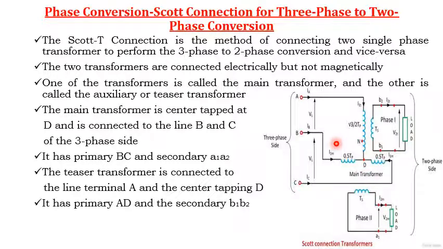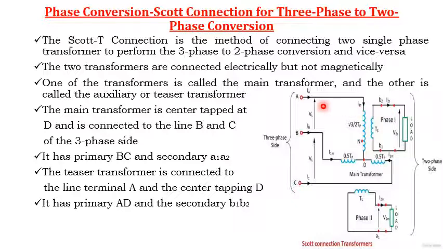Similarly, the other transformer is called the auxiliary transformer, or the teaser transformer. So this is the auxiliary transformer or the teaser transformer. The primary winding of the teaser transformer is what? It is AD. AD is the primary winding of the teaser transformer. Then B1, B2 is the secondary winding of the teaser transformer.